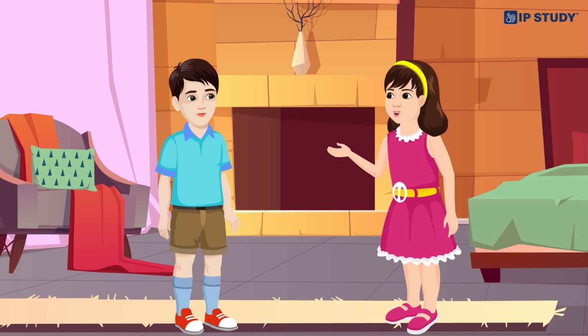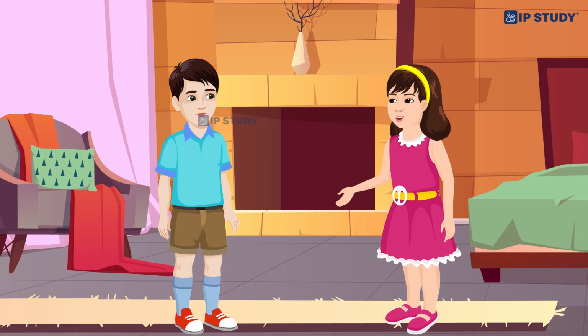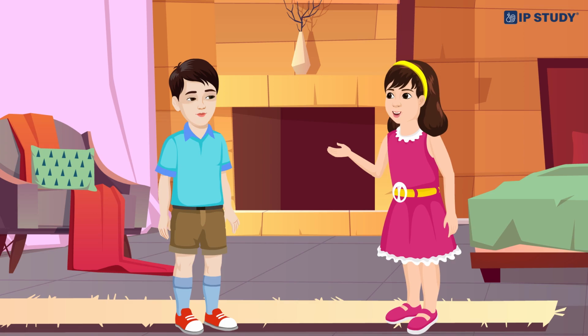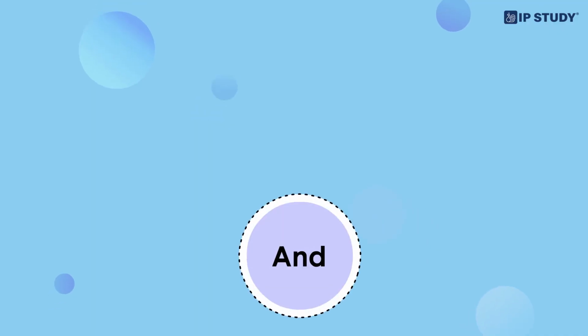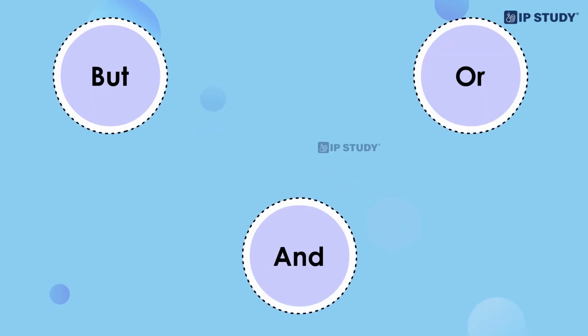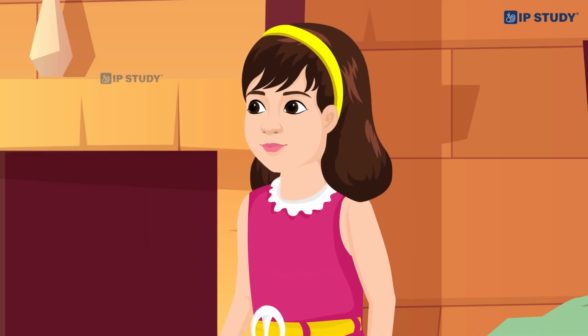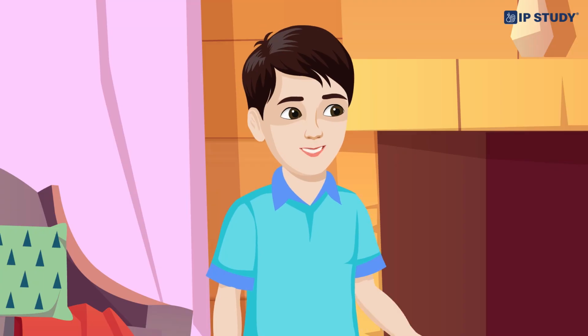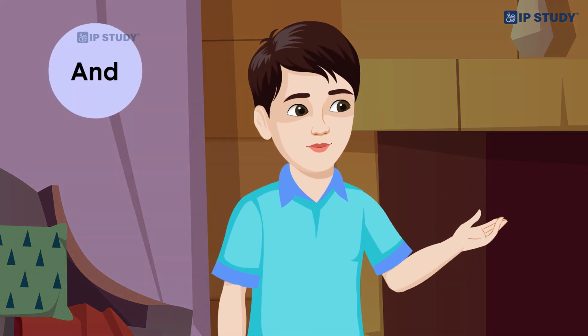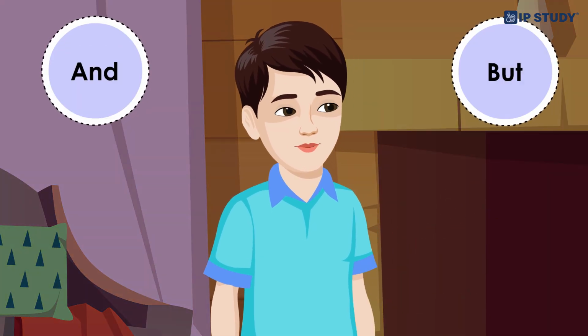Words that are used to join two words or sentences are called conjunctions or joining words. And, but, and or are some words that we use to join two sentences. But how do we know when to use and when to use but?